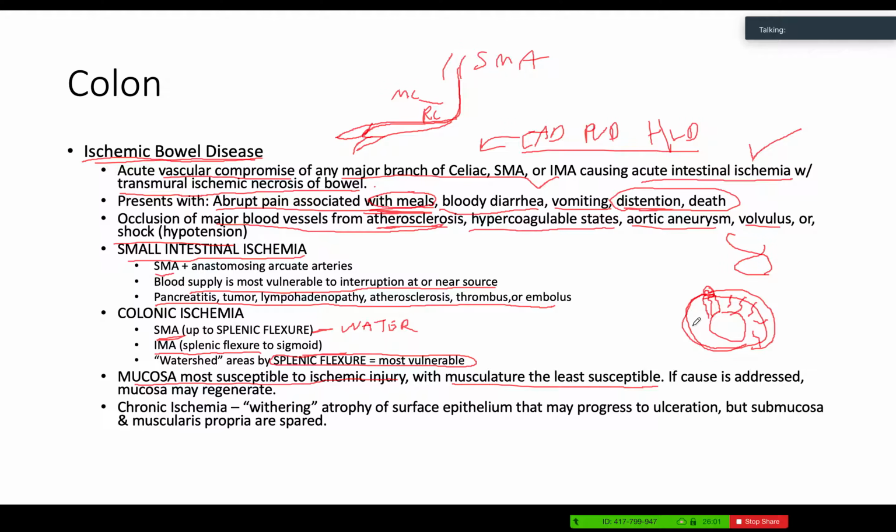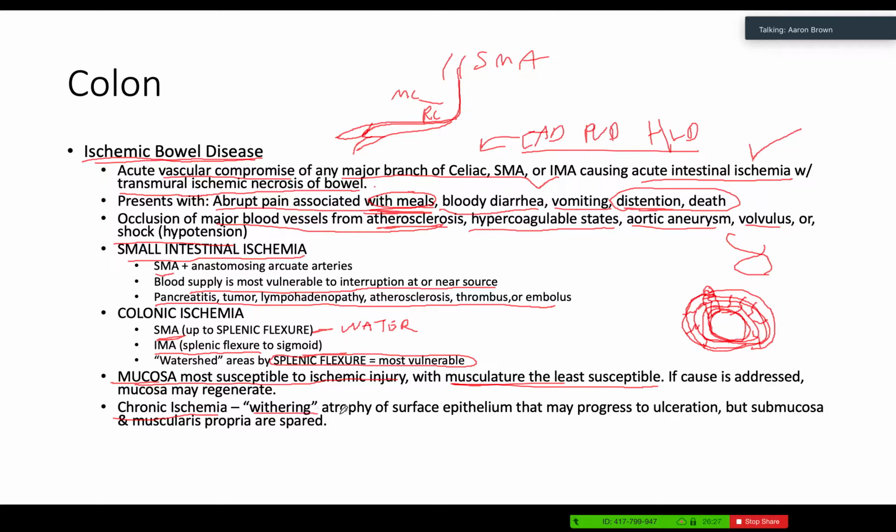So if we start to lose the volume of blood, what's going to happen is the most inside areas are going to be affected first by ischemia. Then it will affect the submucosa. Then the muscularis will be one of the last layers that will be affected. Okay, so first is going to be the mucosa that's affected. Last would be the muscle.